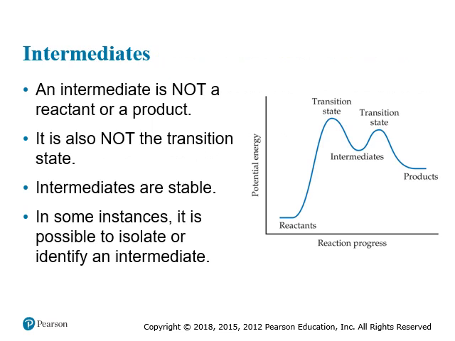Now, in the previous example, I mentioned an intermediate. Intermediates are formed during the course of a reaction, but they are consumed by the time the reaction is over. It should be noted that an intermediate is not the transition state. Transition state is not a stable form. Intermediates are indeed stable. And in some instances, it's possible to even isolate or identify an intermediate.